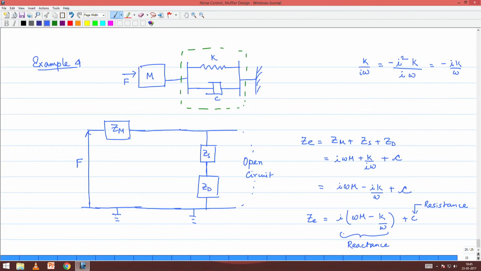Okay. And what you see is that the undamped natural frequency is obtained when the reactance is set to 0. So, if reactance equals to 0, then omega equals to undamped natural frequency, which is square root k by m.